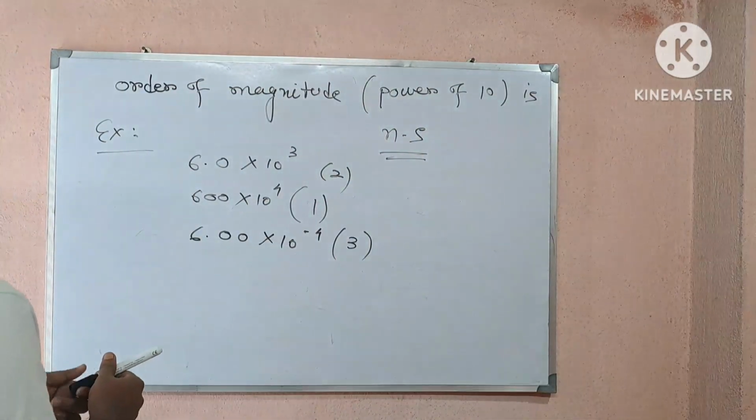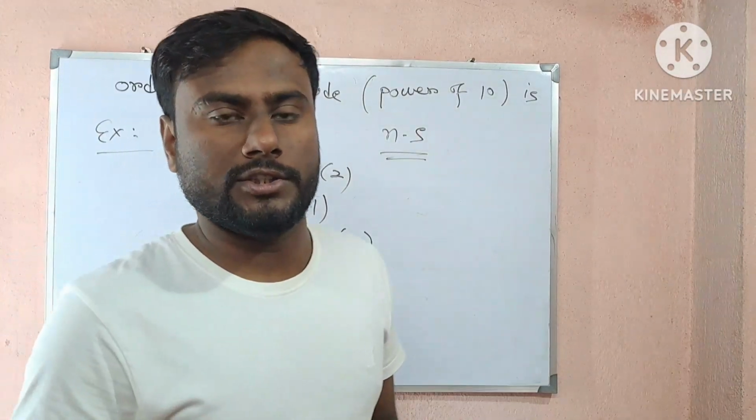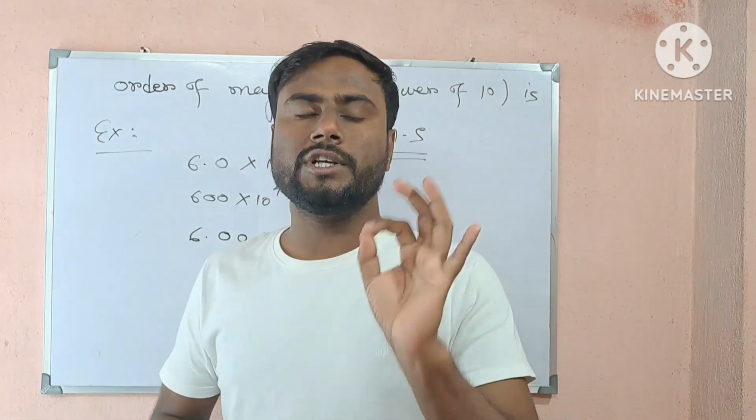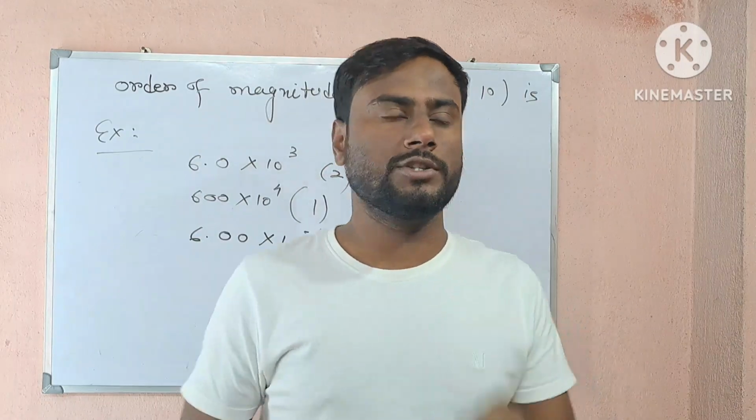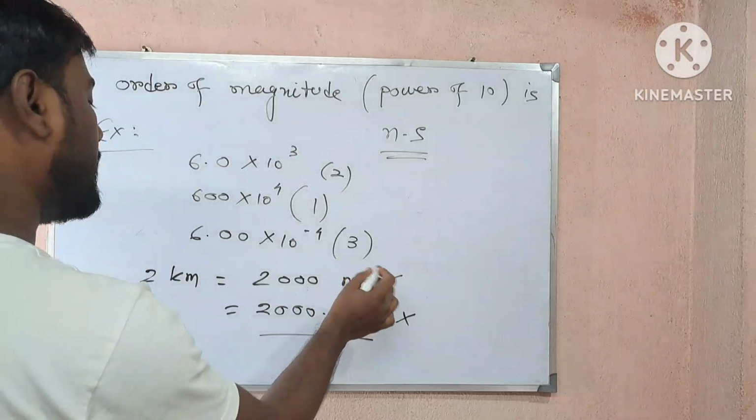Now another rule is, by changing the unit, the number of significant figures will not change. Remember, by changing the unit, the number of significant figures will not change. Just see, 2 kilometer, we can write 2000 meter, it is right. Why?